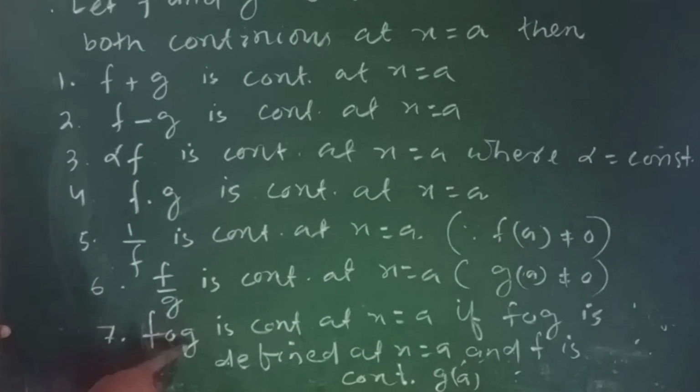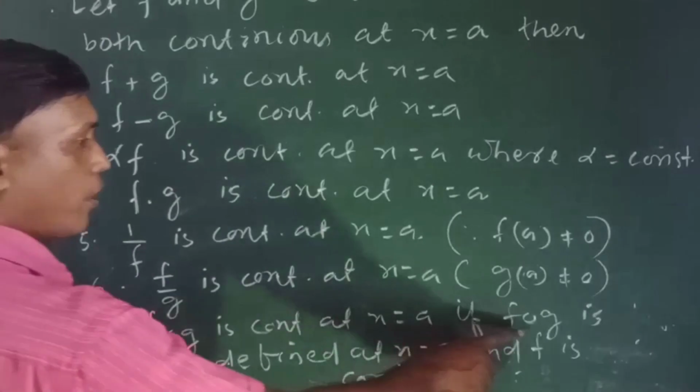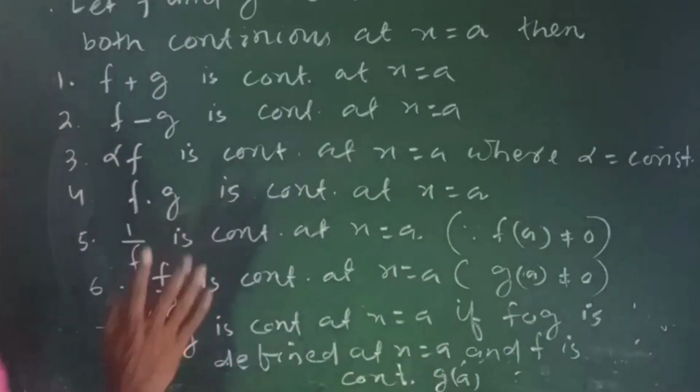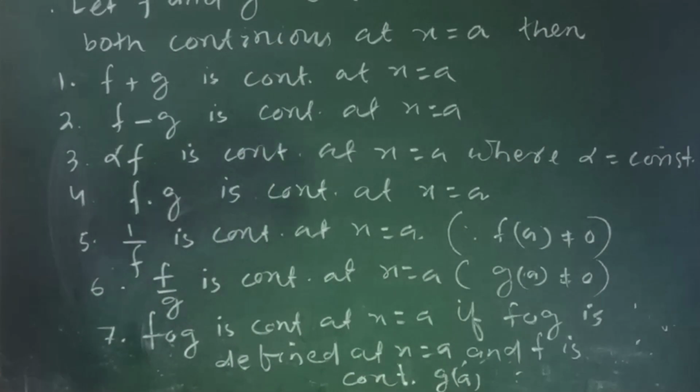Then f o g, the composition function, is continuous at x equal to a if the function f o g is defined and the function f is continuous at g of a. So this is the algebra of continuity of functions.